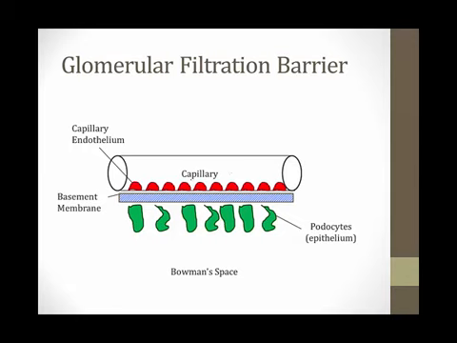In order for blood constituents to move from the glomerular capillary into Bowman space, they must cross the three elements of the glomerular filtration barrier. Those three elements include the capillary endothelium, shown in red, the basement membrane, shown in blue, and the podocytes or epithelial cells, shown in green. The disease processes we will discuss in this video that lead to the nephrotic syndrome involve damage to the podocytes or the epithelial side of the glomerular basement membrane.